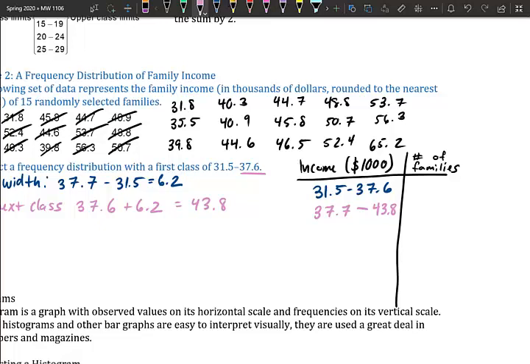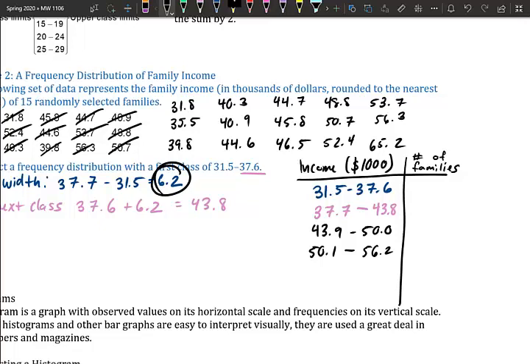So we have 43.9, because that's the next one up. So 43.8 plus 6.2, we get 50.0. So our next one up is 50.1, and 50 plus 6.2 is 56.2. I'm adding by 6.2 because of that one right there. Our next number up is 56.3. So 56.3 plus 6.2 is 62.4.